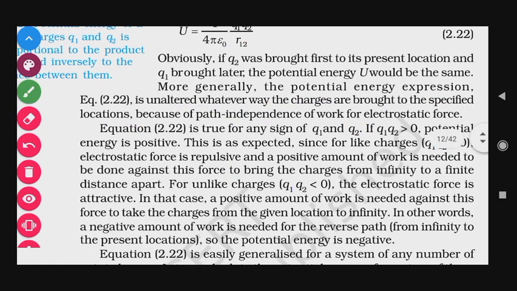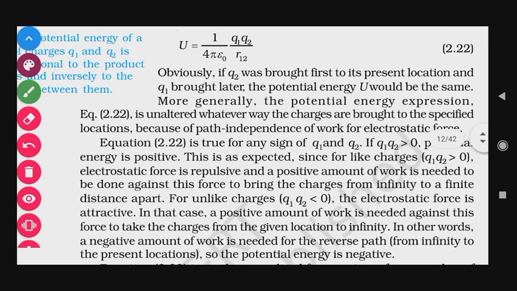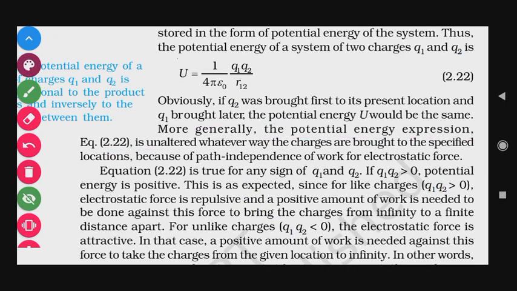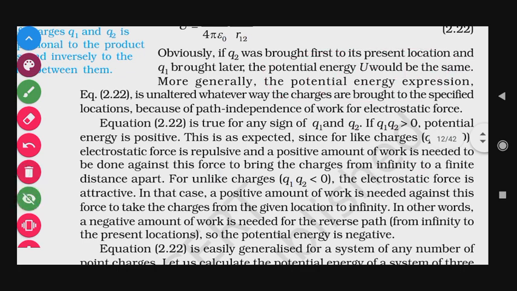Equation 2.22 is true for any sign of q1 and q2. If q1 q2 is greater than 0, potential energy is positive. This is true for any value and any sign of charge. If q1 and q2 are both positive or both negative, the potential energy will be positive. This is expected. So what does positive potential energy mean?